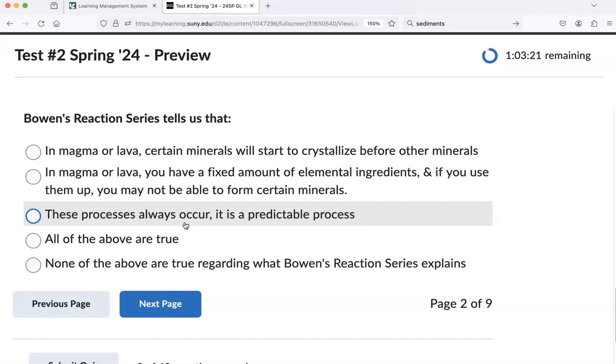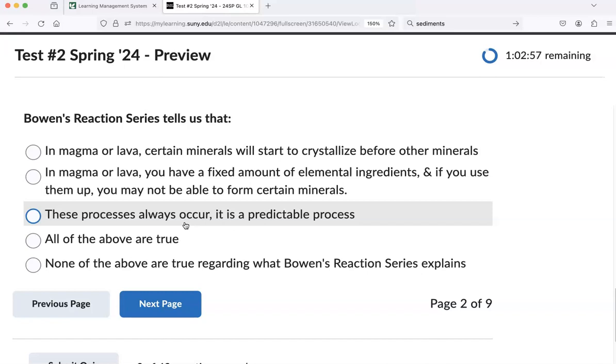And that somehow, no matter what, these processes always occur. All right. So this used to be an essay question back in the day. Please describe what Bowen's reaction series tells us. That is how you get a lot of these all of the above sort of questions. It's what I was actually fishing for at some point, you guys to tell me three things about it.